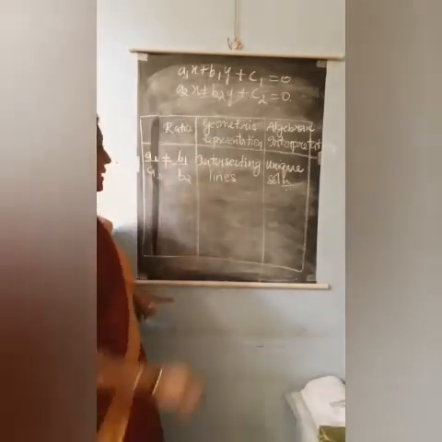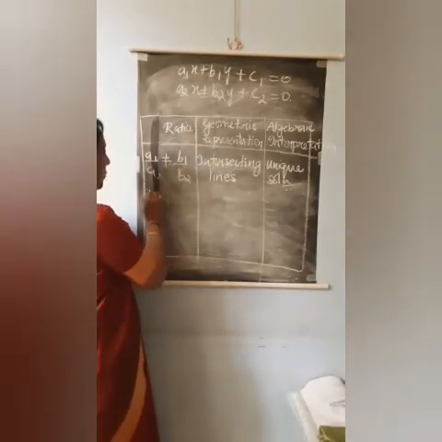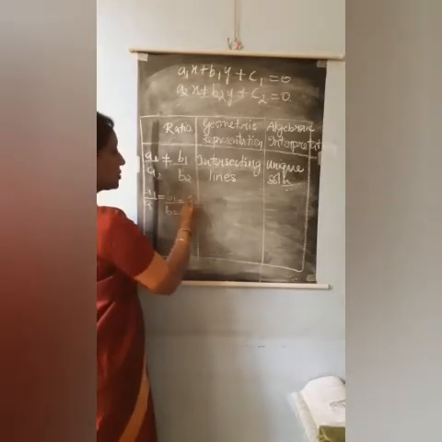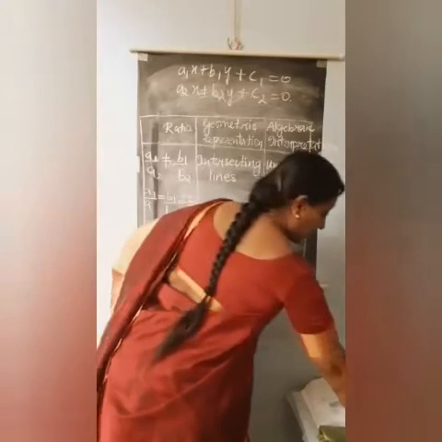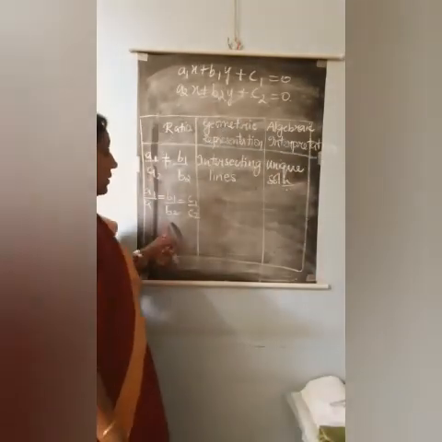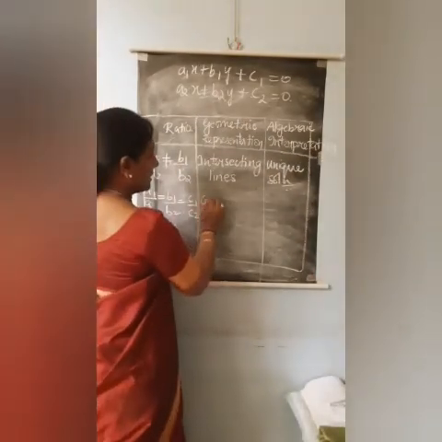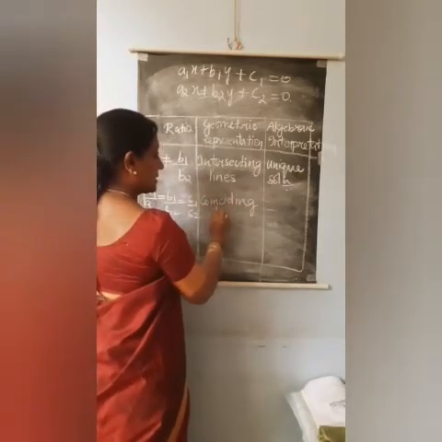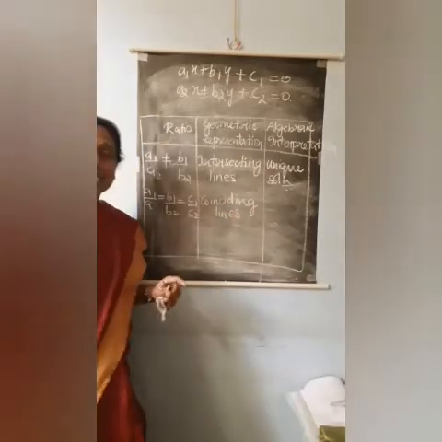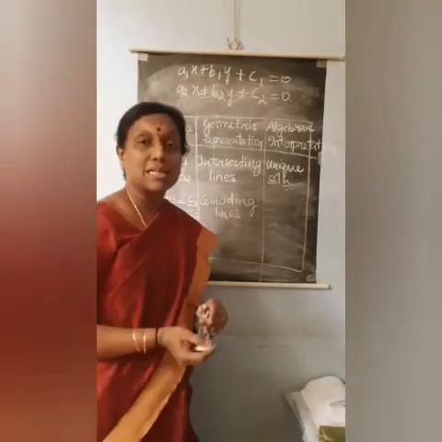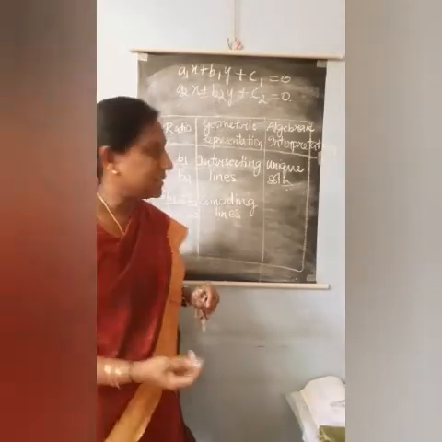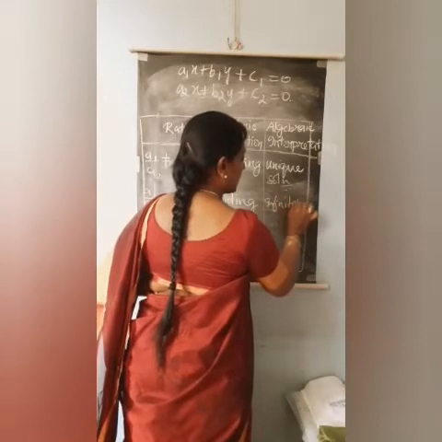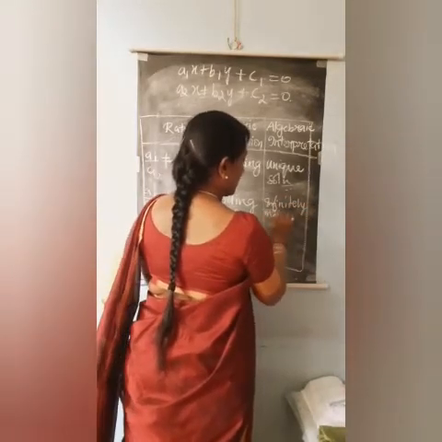Right? Then, supposing we have a1 by a2 equal to b1 by b2 equal to c1 by c2. In that case, we get coinciding lines. Coinciding means they overlap. Coinciding lines means how many common points are there? Infinitely many. So we will have infinitely many solutions.